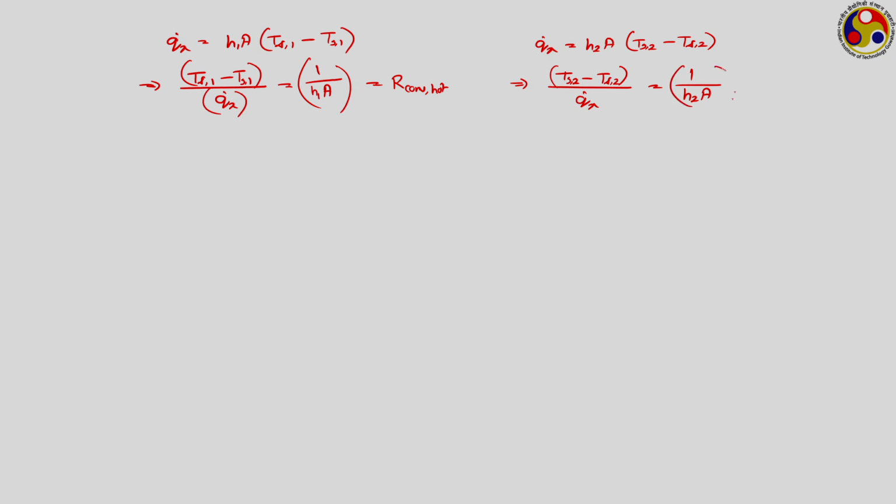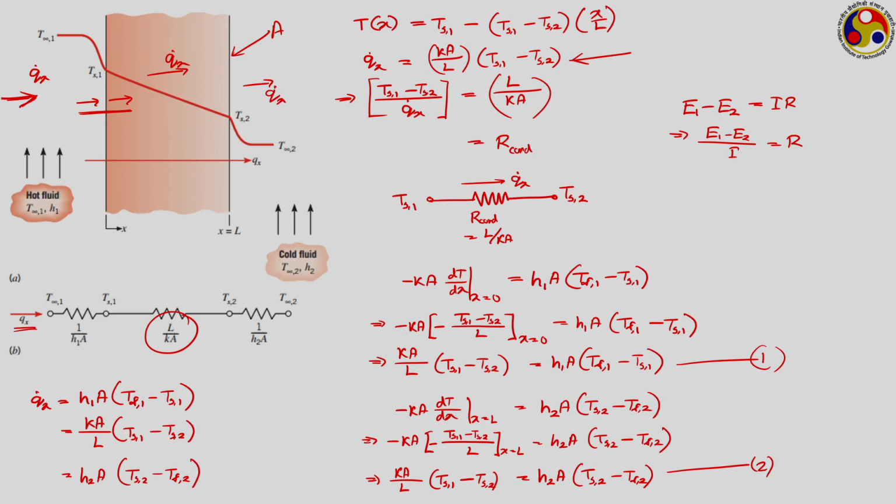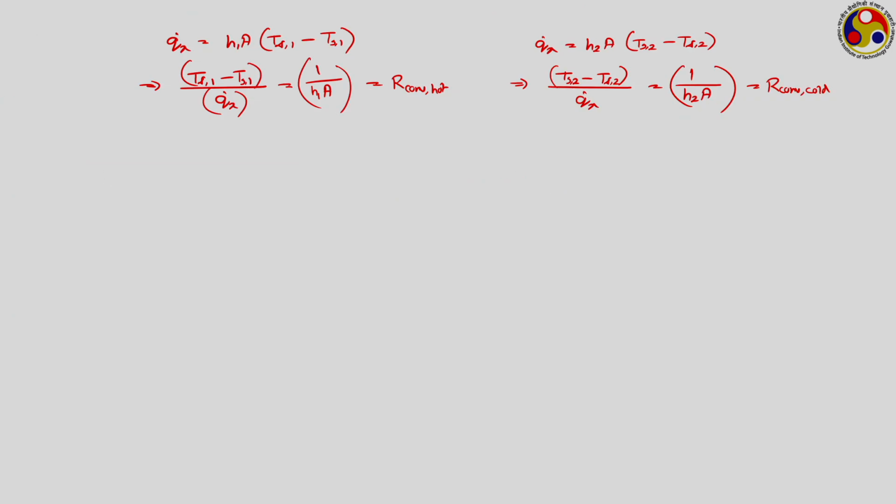So, again in this case, this is your convective resistance on the cold fluid side, and in between we have the conduction resistance also, which you have got here. Then how can we visualize the system? I have already shown the diagram here, but still I am writing this step by step.